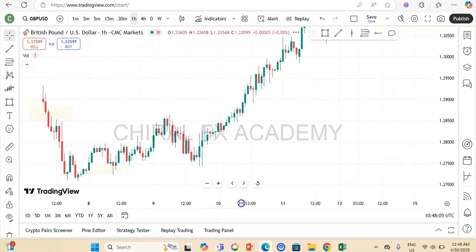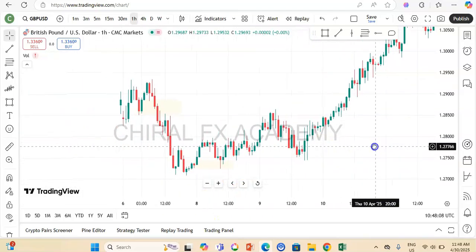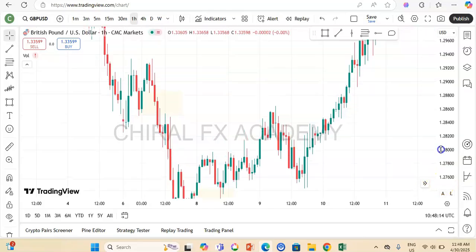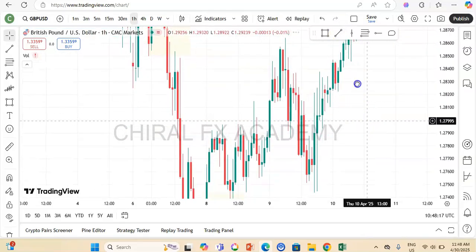So let's see one more example. Okay, perfect examples. We can see W. Okay, came down towards. Can you see that?